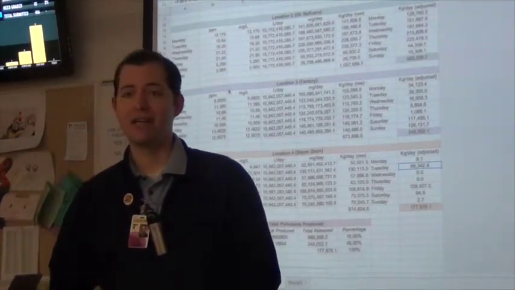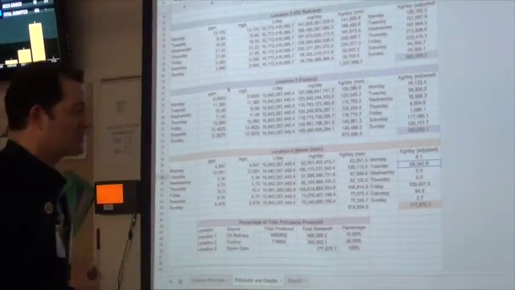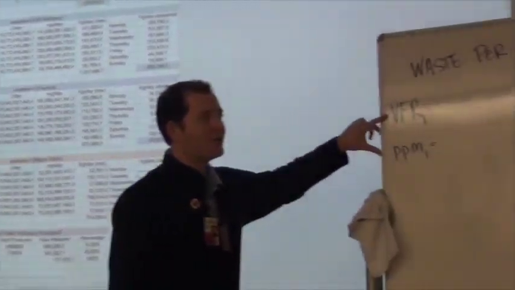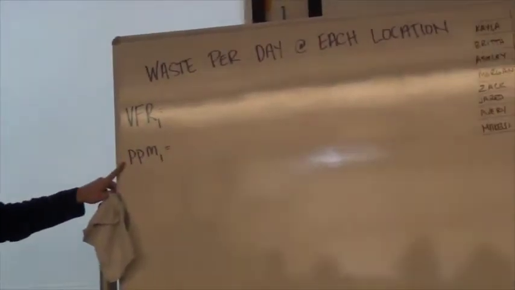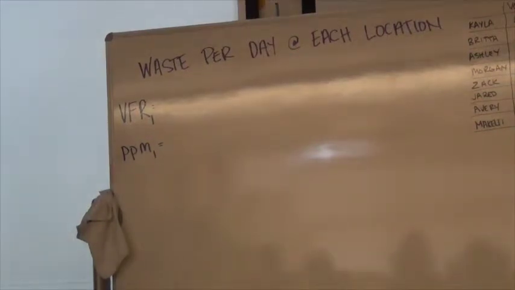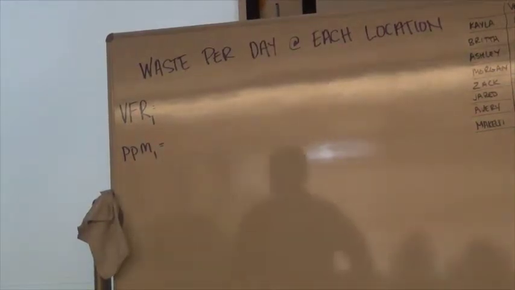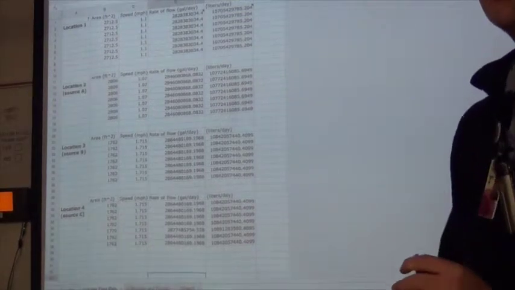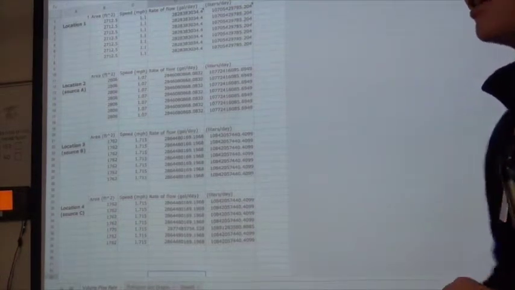So we're going to start, and the two pieces of information that we need are your volume flow rate and your parts per million. I'm going to show you where to get those. Volume flow rate is what you were doing in your calculations yesterday. Some of you haven't finished that yet, but you've at least started. Some of you are done with those.